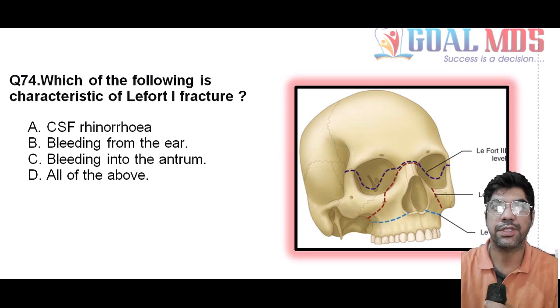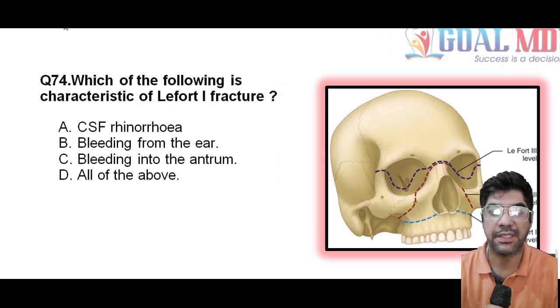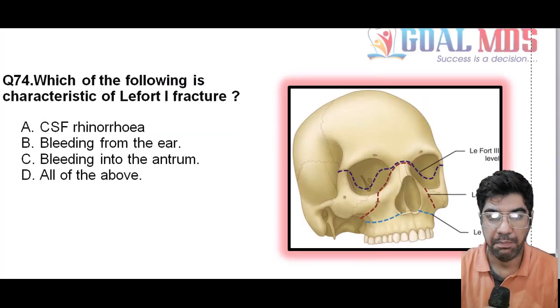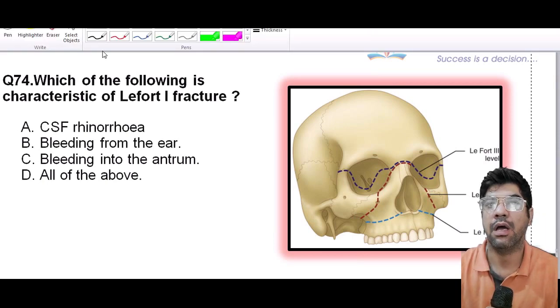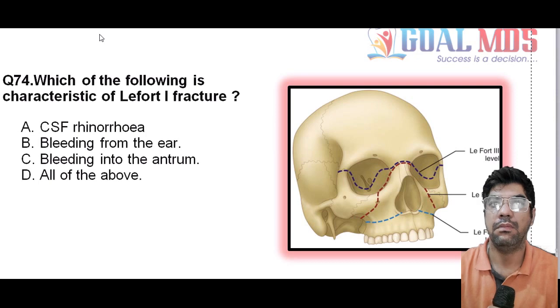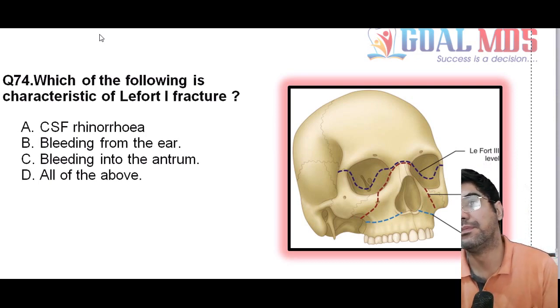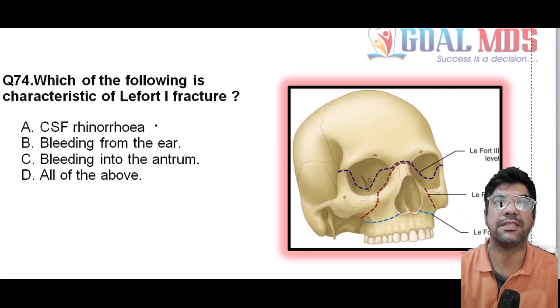Moving to the question: which of the following is characteristic of Le Fort 1 fracture? Le Fort 1 fracture is a type of facial fracture that involves the maxilla, that is, the upper jawbone. Bleeding into the antrum is the characteristic of Le Fort 1 fracture.